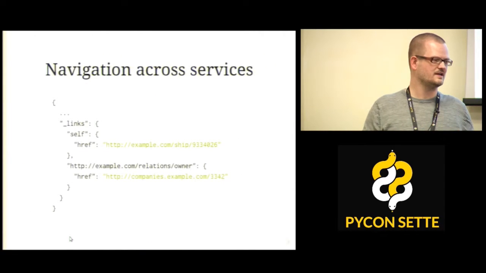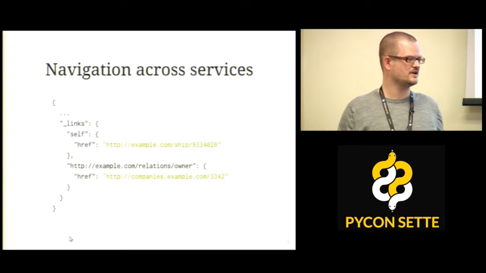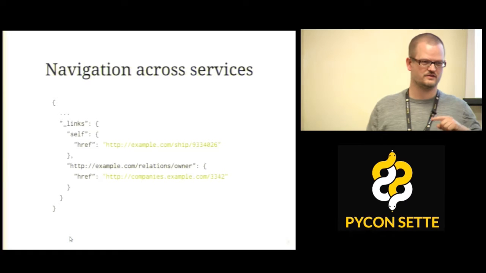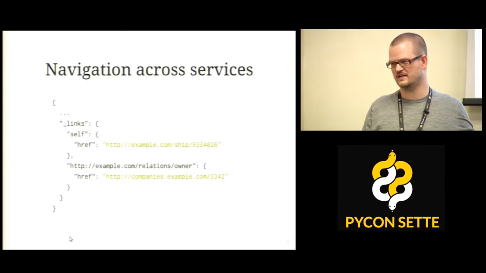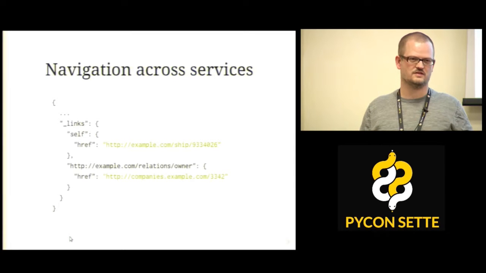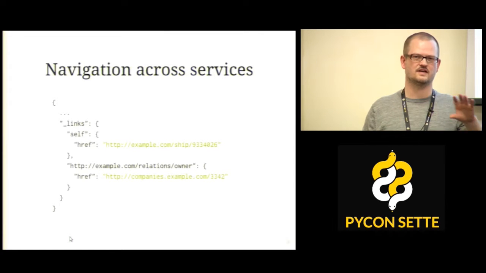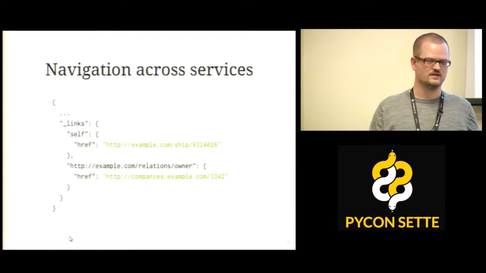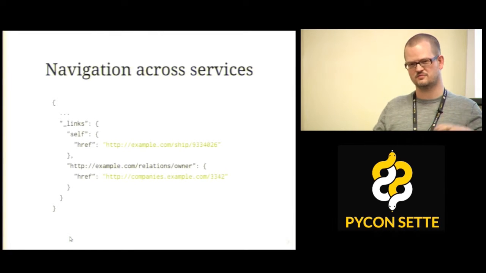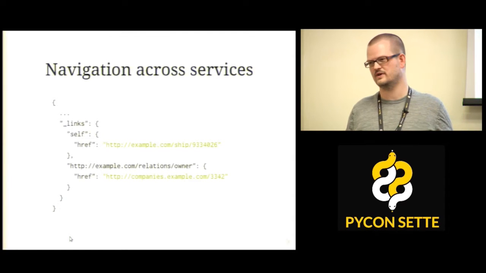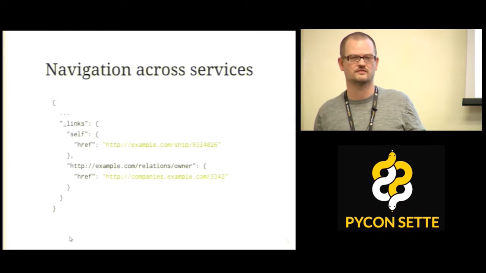As for navigation across services, in this case you have a ship that's living on one server, and it refers to a company that's living on a totally different server. So that means that you can have these clients that are not tied to one particular API. But they don't need to know that the API is spread out over a lot of different services. So it's a nice way of introducing, for example, microservices.